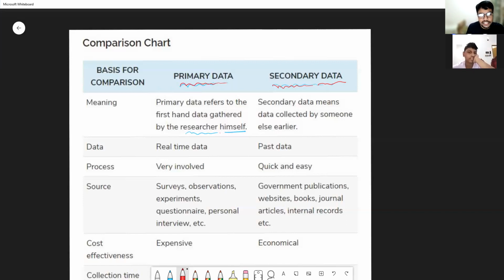That means this is the real-time data, and this may be the first data. It's very involved. Secondary data is quick and easy. Through a third party, if you collect data, definitely it will be easier for you.